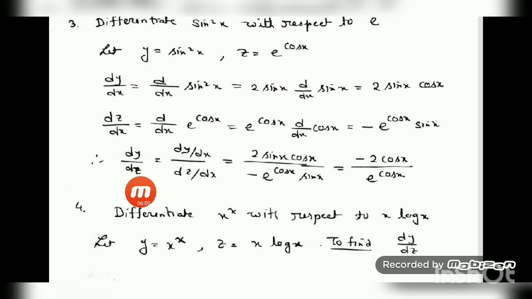So your question solution is dy/dz is equal to dy/dx by dz/dx. Put the corresponding values: 2 sin x cos x divided by minus e to the power cos x into sin x. Sin x cancels from both sides, and you will have your answer: minus 2 cos x divided by e to the power cos x. And this question is from your book. It's in the miscellaneous section.